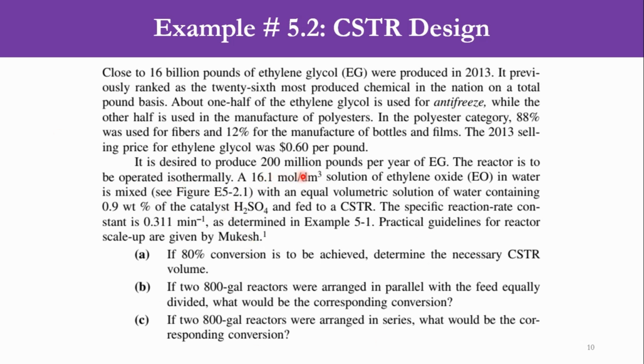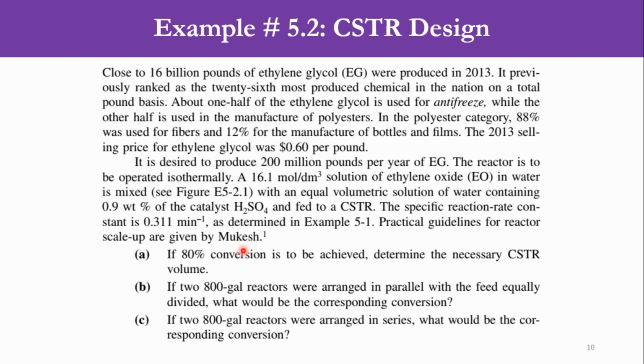We have been given the capacity to be produced, which is 200 million pounds per year. We have been given that the system is isothermal in nature. In an isothermal reactor, the temperature will remain constant. We have been given the value of the specific reaction rate constant, and we have been given the value of the concentration, which is 16.1 mole per cubic decimeter.